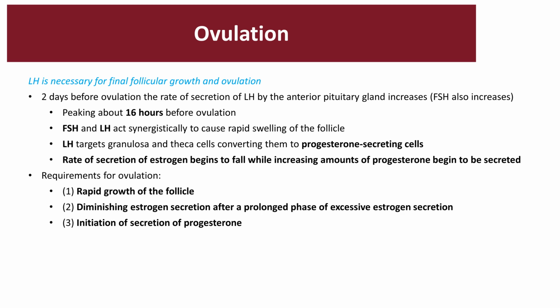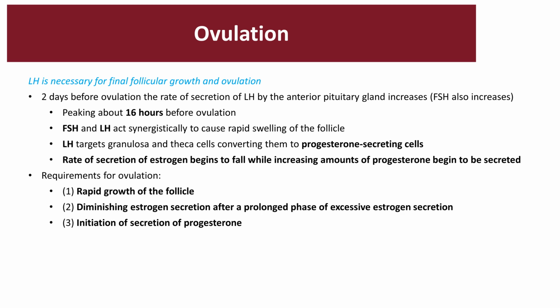Ovulation and luteal phase. LH is necessary for the final follicular growth and ovulation. Ovulation in a woman who has a normal 28-day cycle occurs about 14 days after the onset of menstruation.